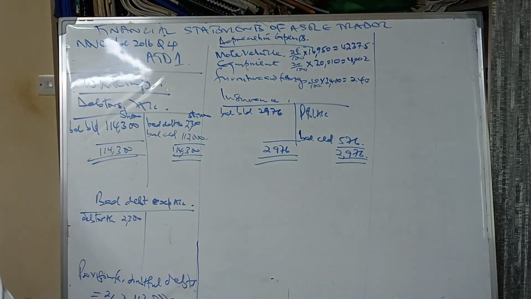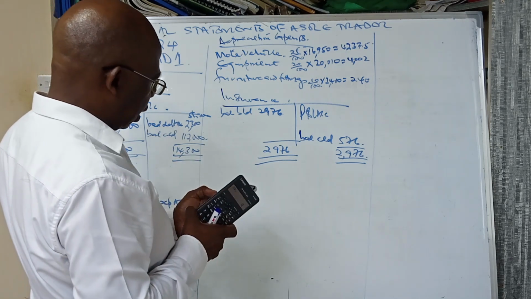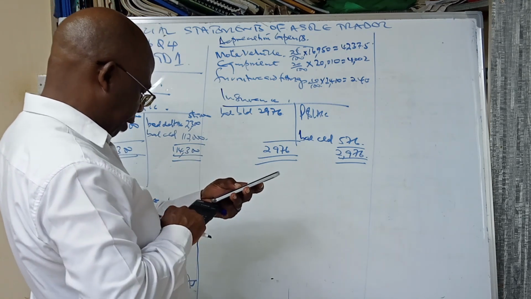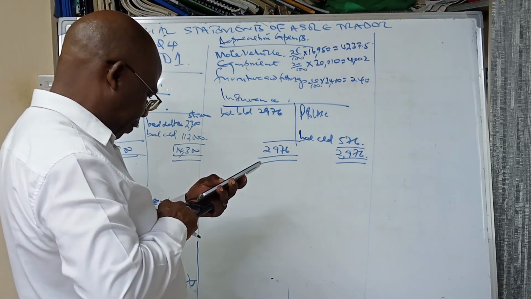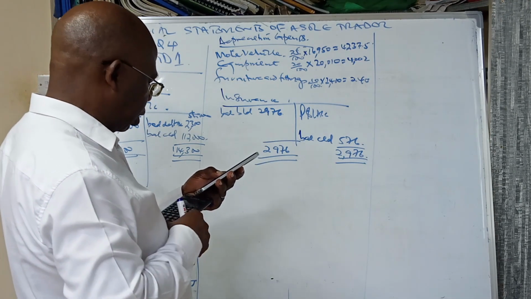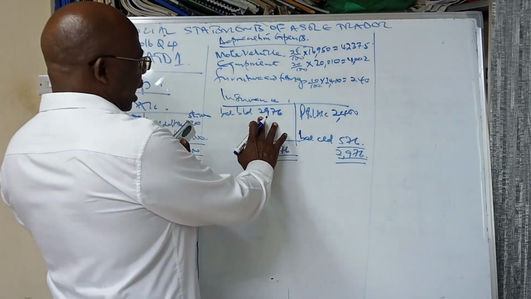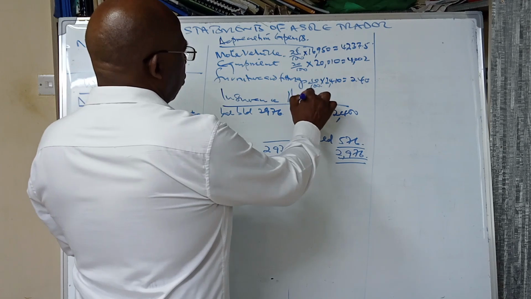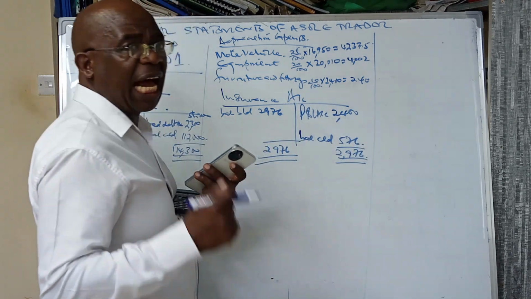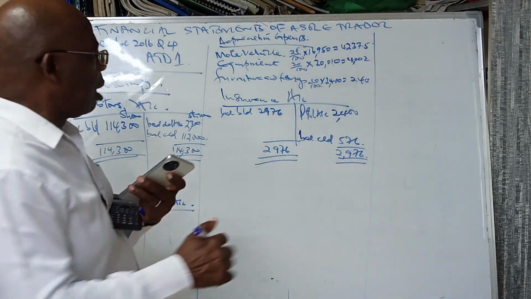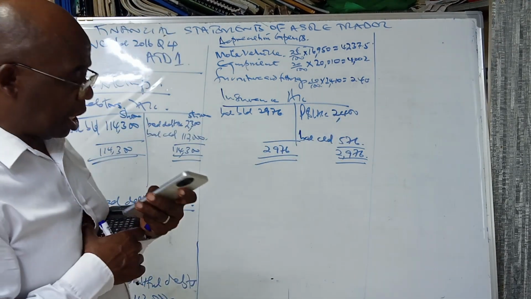And all you need to do is 2976 minus 576, we get 2400. So out of the 2976 which we paid for insurance, we never spent 576, so this will be carried down as a current asset in the balance sheet. But the 2,400, because it was spent, becomes an expense in the income statement.